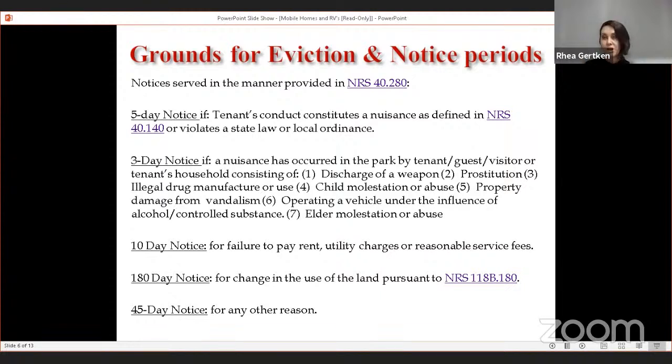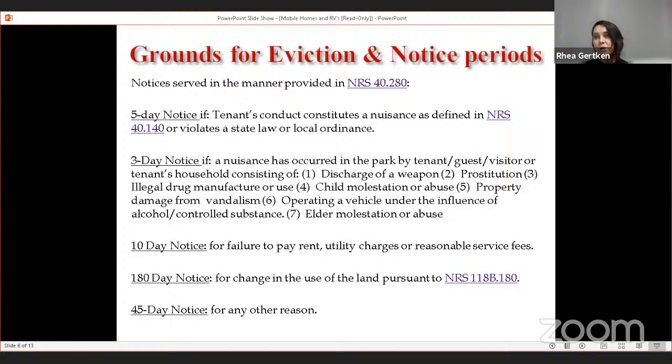The new owner might want to change it from a mobile home park into something else, maybe a strip mall or a commercial development. That's possible, but it has to involve a 6-month notice. And there are other provisions that apply for moving essentially your home if it changes. So there's a whole other scheme that comes into play if the park is going to change ownership.